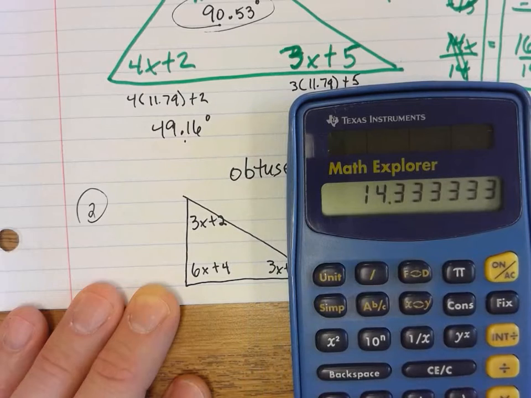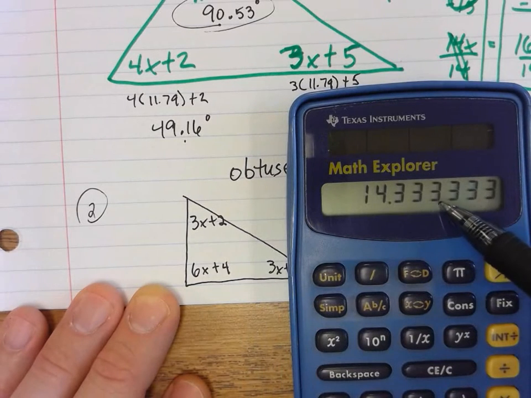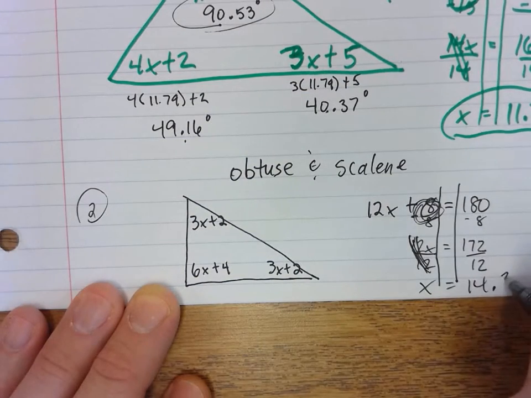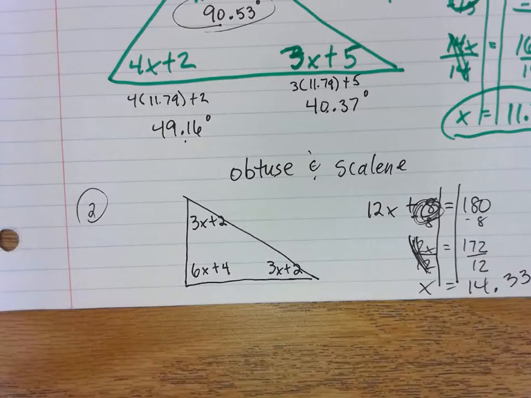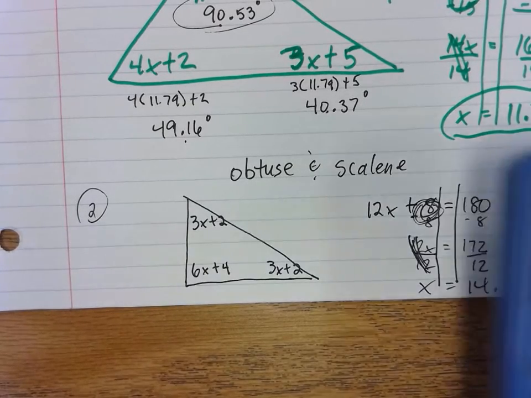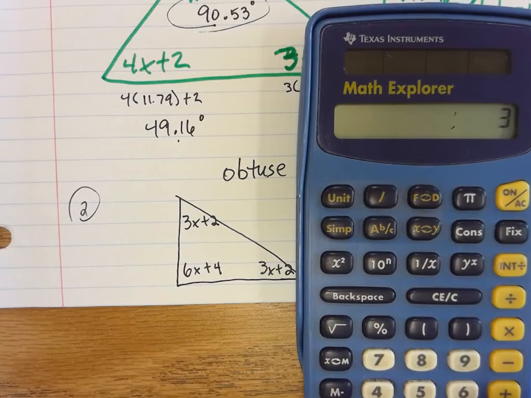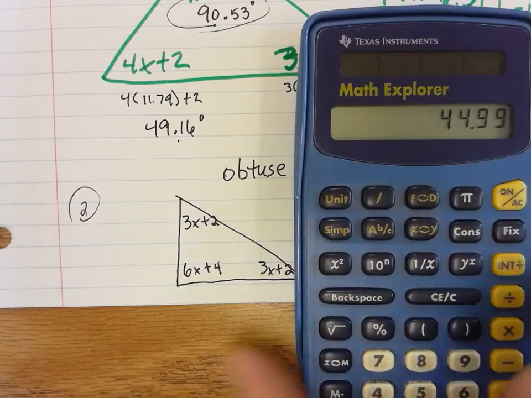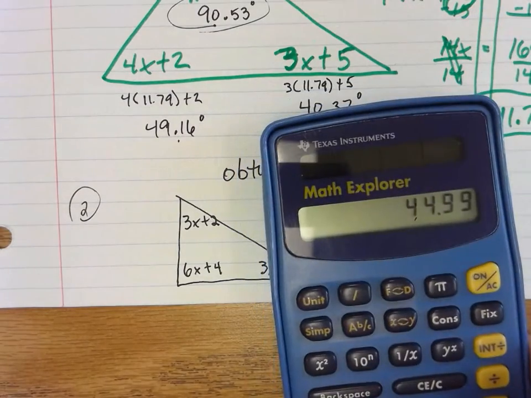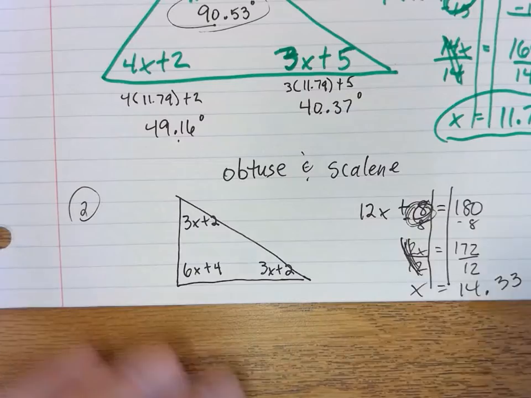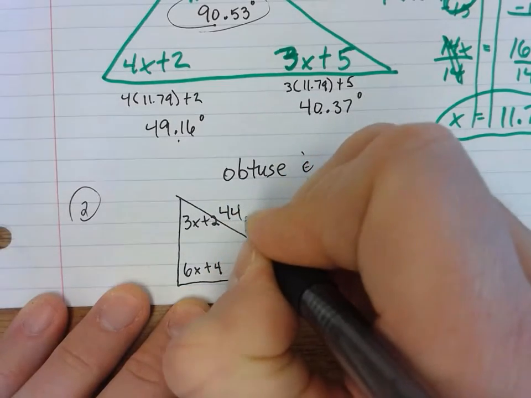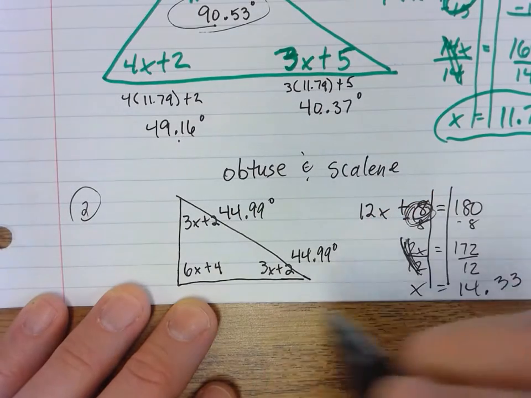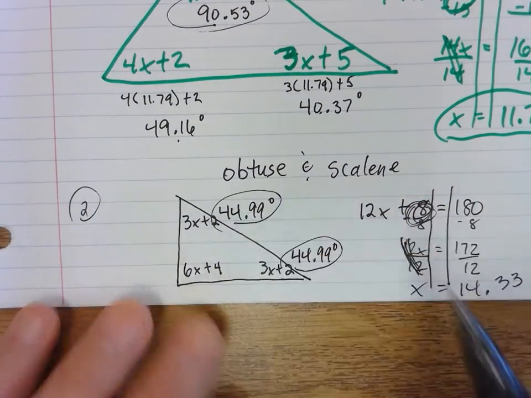All right, and if we go to the nearest hundredths place, since that's a 3 there, we don't need to round that up, so it's just going to be 14 and 33 hundredths. All right, let's see what we get over here. So we got to do 3 times 14 and 33 hundredths plus 2. That's 44.99. So that one's 44.99 degrees, because both of those are the same. So that one and that one are the same.